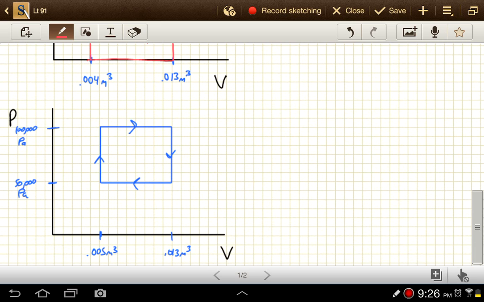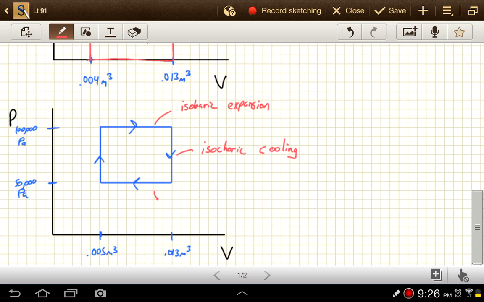So, just briefly, thinking about this, for this section we are expanding at a constant pressure, so this would be isobaric expansion. For this section, our pressure is dropping, but the volume is staying the same. Volume the same is isochoric. And then pressure would drop if our temperature was dropping. So this would be isochoric cooling.